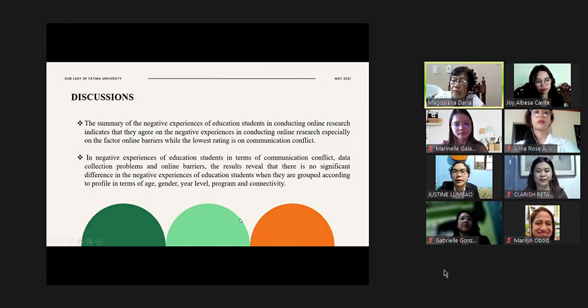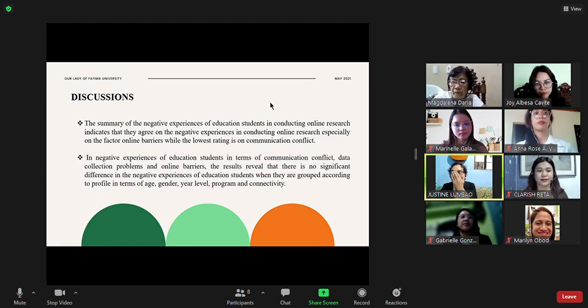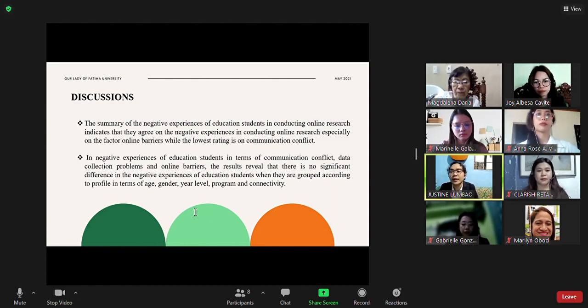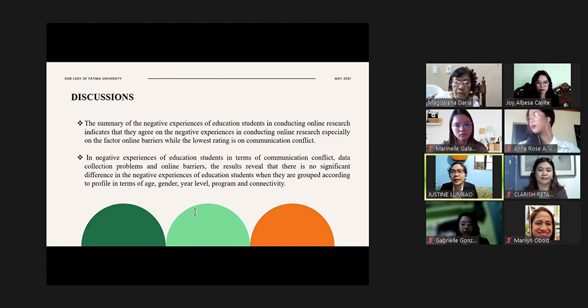Okay. So the summary of the negative experiences of education students in conducting online research indicates that they agree on the negative experiences in conducting online research, especially on the factor online bias, while the lowest rating is on communication conflict. In terms of online bias, they're saying that they've been getting easily distracted on social media and having a minimum storage or a maximum storage and a slow internet connection.